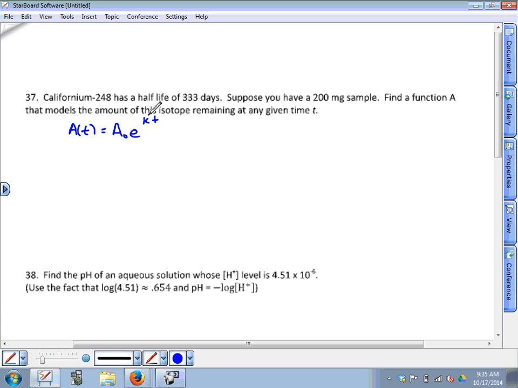So in order to solve for the growth rate, or in this case the rate of decay, we're going to have to allow t to equal 333 days, and then our 200 milligram sample after 333 days will be reduced to 100 milligrams. So 100 milligrams remains if you start with 200 milligrams and allow 333 days to pass. So if you divide by 200, you're going to have 1/2 equals e to the k times 333.